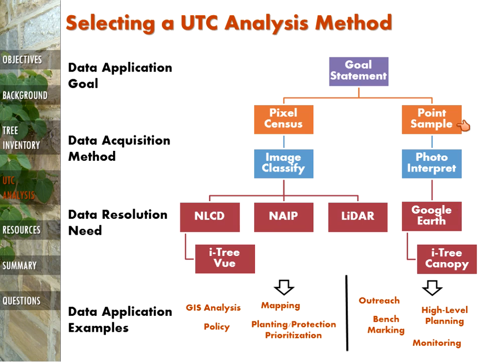Now, because this is a sample, it has some limitations in terms of its application. Predominantly, the way that it is used is in one of a few ways. First of all would be for high-level planning. So instances where we just need to know the quantity of tree canopy that's out there, but not necessarily where it is or how it relates to other land uses and land cover types.